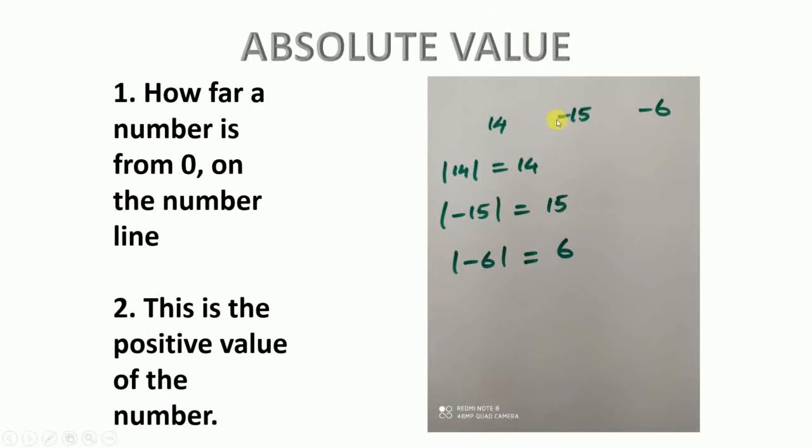For example, here minus 15. What is the absolute value of minus 15? It is just 15. I have a number minus 6, which is a negative integer, and what is the absolute value of minus 6? It is just 6. And we all have studied the number line, and we have represented integers on the number line. So how far a number is from 0? That is absolute value. For example, minus 6 is 6 units away from 0. What about plus 6? Plus 6 is also 6 units away from 0. So these are the two definitions of the absolute value.